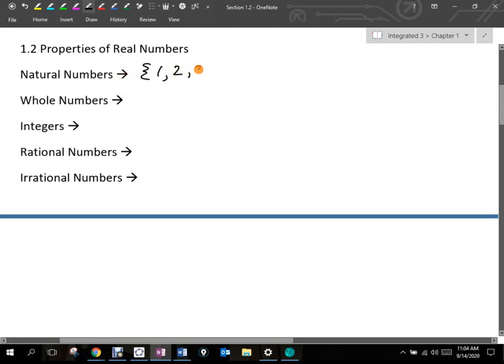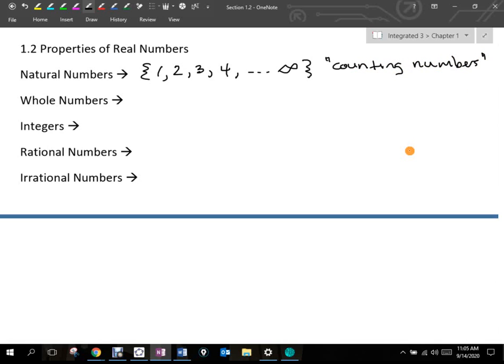So your natural numbers start at 1. They go to 2, 3, 4, and they keep that pattern. These ellipses tell us they keep that pattern on to infinity. Sometimes, especially in the younger grades, they call those counting numbers, because that's what you're doing. When I put those little curly braces on there, that's just the notation for sets. It's just the way we do things.